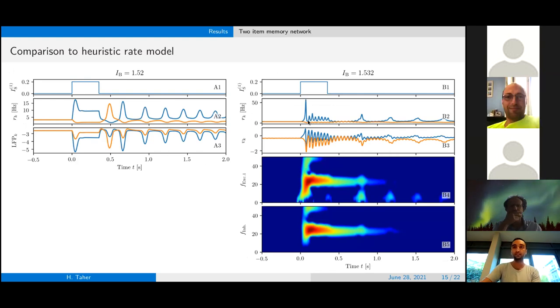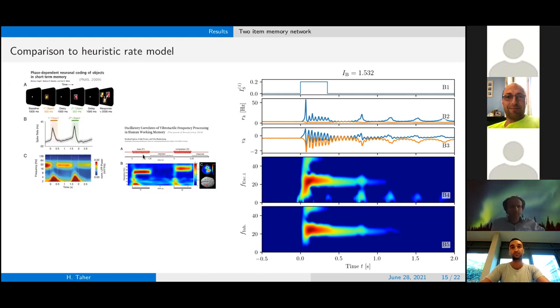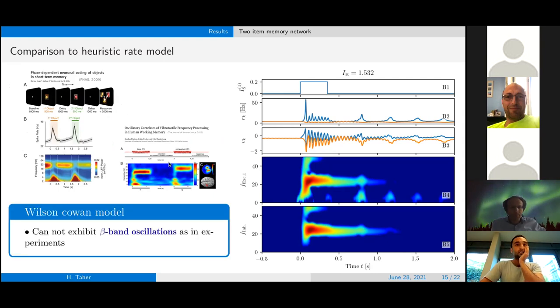But what is missing are these tiny oscillations on the population bursts. And if we calculate the spectrogram, we see exactly an empty beta band. Not like here, where we have this sustained activity. But if you remember this beta band, it was quite essential in the experiments. So the Wilson-Cowan model is not able to reproduce this, due to the lack of detail in modeling spike synchrony.